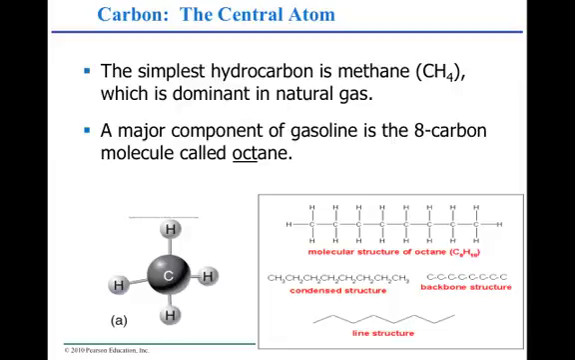So with carbon as a central atom, here are some examples. Methane, CH4, that is the picture on the left, and that is natural gas. And it's very simple. They're all single covalent bonds, all the hydrogens attached to a central carbon. It's called a hydrocarbon. And then when you look at gasoline, on the right side, it has an 8 carbon molecule, and that's where octane comes from.